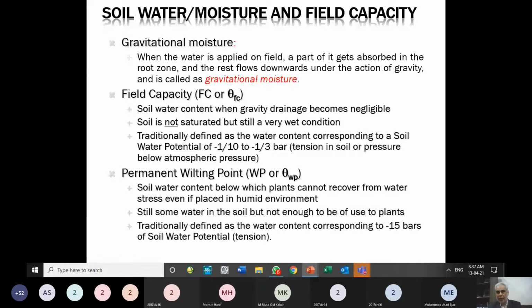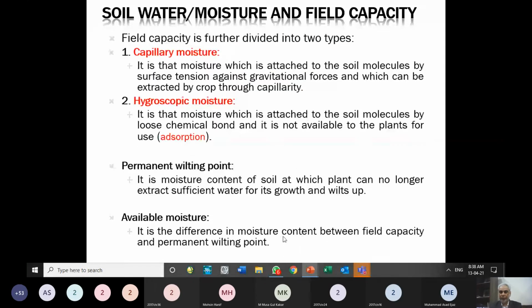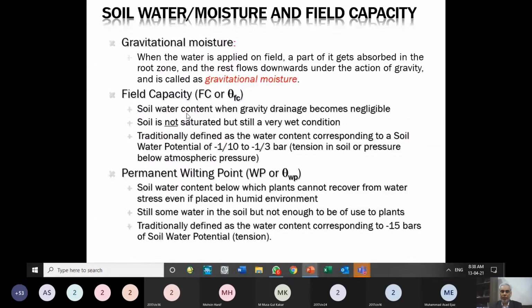When I apply a vacuum pressure or negative pressure to the soil equal to minus 15 bar, most of the water will go out of the soil because of this vacuum pressure. The remaining moisture content which still remains within the soil will be called the wilting point or permanent wilting point. Similar to the previous concept, field capacity.